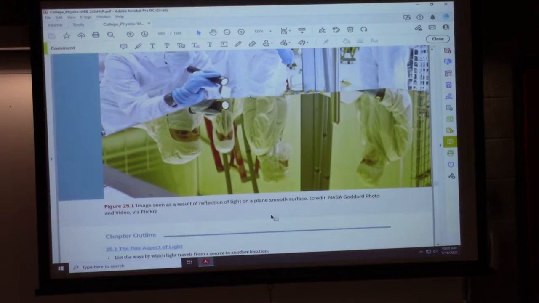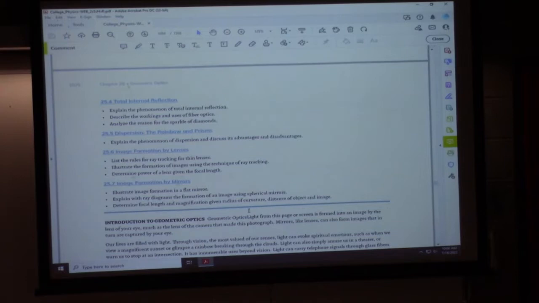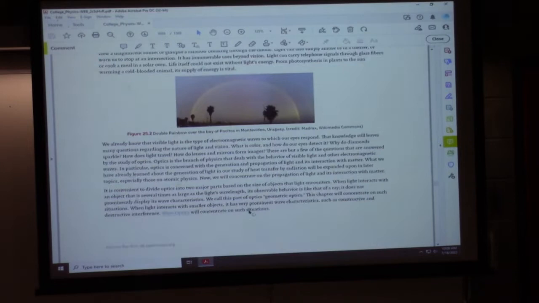But here is kind of the outline of it. It's not a very long chapter. It's not really a short one either. It's got seven sections. So we'll see how far we get in this first hour, and hopefully we'll get significantly in. We'll get about halfway. Got a couple other pictures here, but I just want to start right here.